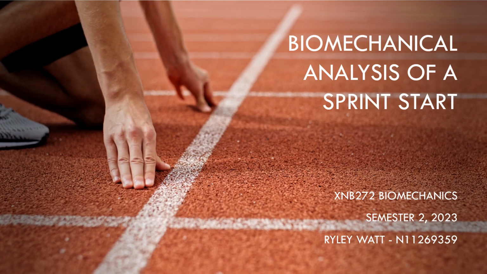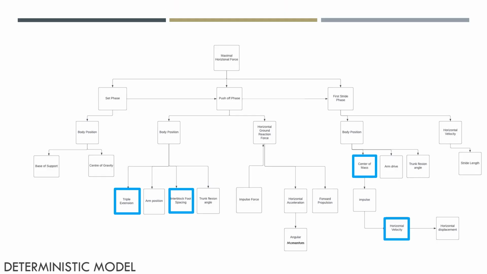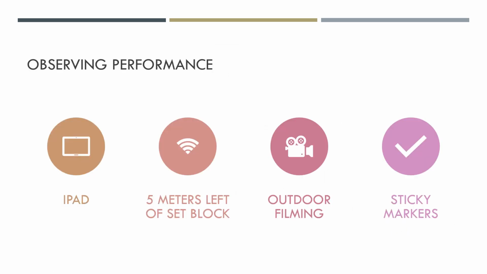in a horizontal direction. This is my deterministic model, and it was developed to identify the most critical biomechanical principles to achieve the goal of the sprint start, which was the maximum horizontal force. And upon completion, the analysis allowed for the identification of 4 features that were the most important for critical quantitative and qualitative analysis.